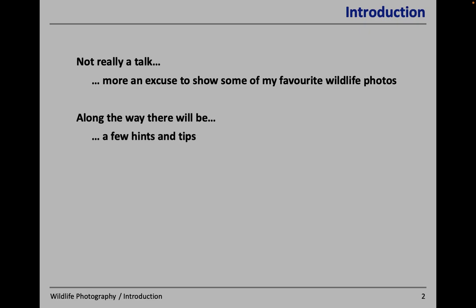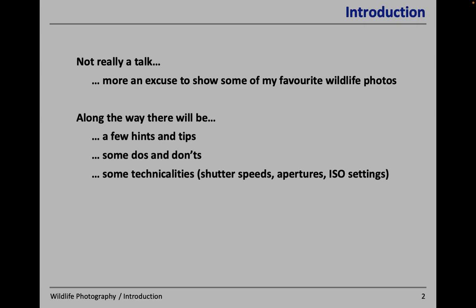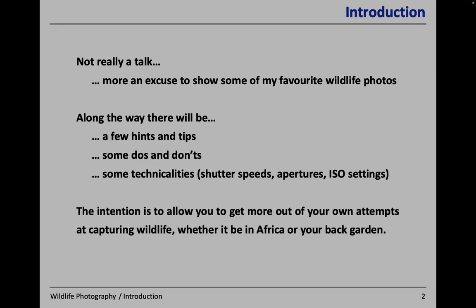I'm not going to try and teach you to suck eggs, but along the way there might be a few hints and tips, maybe a few do's and don'ts, and just for those that prefer it, a little bit of technicalities on shutter speeds and apertures, etc., for those that like that sort of thing. The intention is just to perhaps indicate how you might get more out of your attempts at capturing wildlife, and it doesn't really matter whether you follow my example of going to Africa to take pictures of big cats or whether you prefer to take pictures in your back garden.